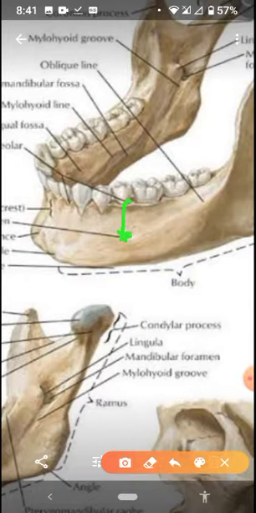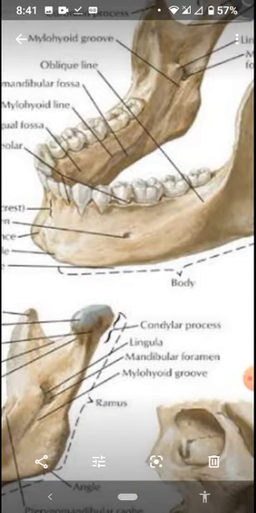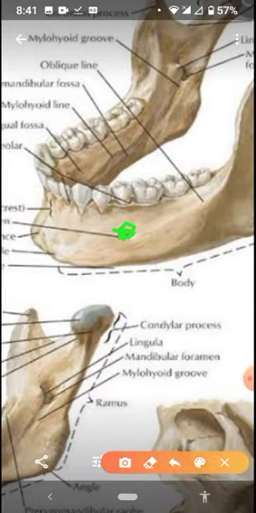This foramen is for the inferior alveolar nerve and inferior alveolar vessels. This foramen is called the mental foramen. It is related to the inferior alveolar nerve and inferior alveolar vessels.